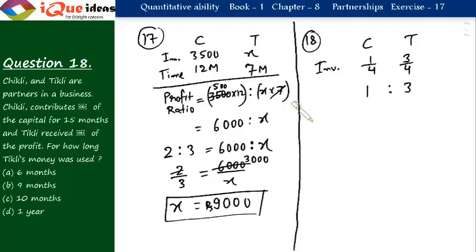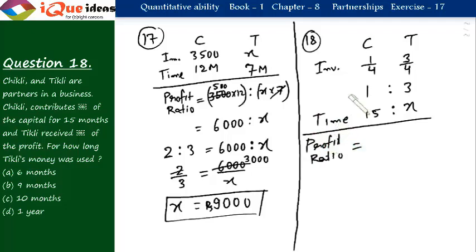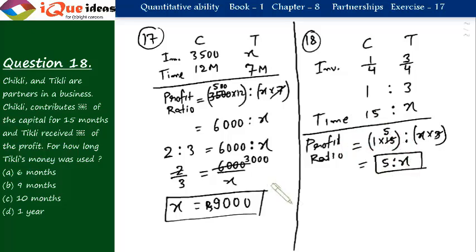All right. Now it says time. Now let's say time is given that Chikli has invested for 15 months. Suppose Tikli has invested for X months. So the profit ratio you can calculate. It will be equal to 1 into 15 is to 3 into X, or X into 3. Now 3 cancels 15 5 times. So we have ratio as 5 is to X. The profit ratio is 5 is to X.